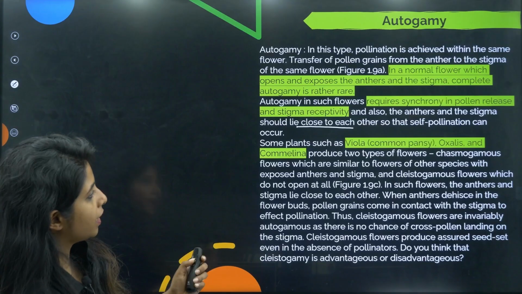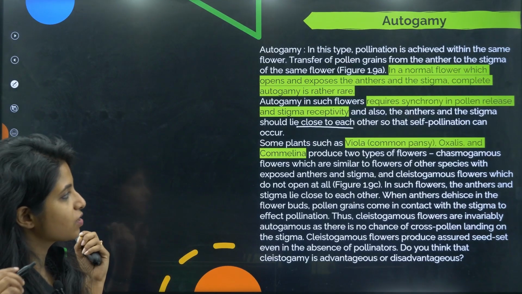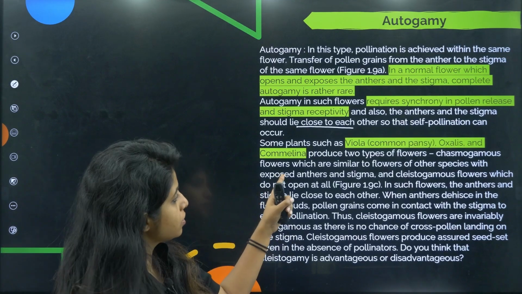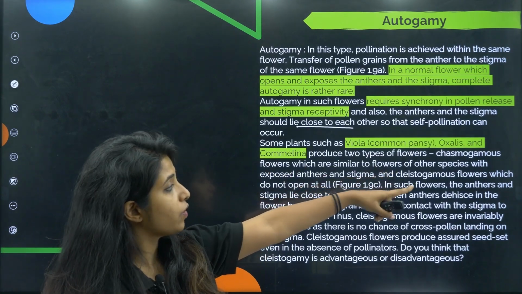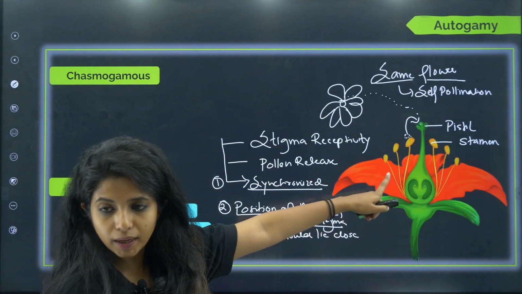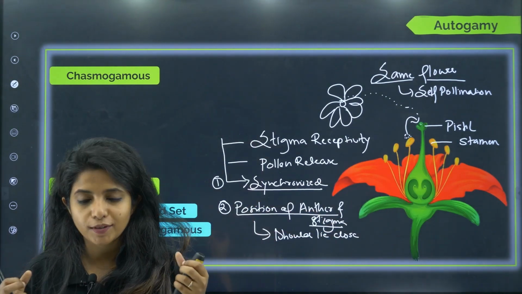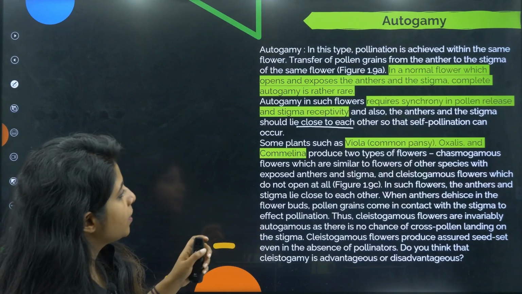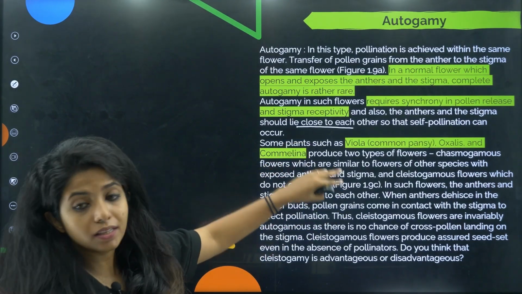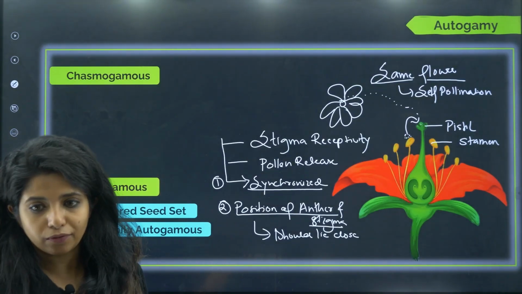Okay. Now, going ahead, some plants such as viola, oxalis, commelina produce two types of flowers. One is chasmogamous flowers, which are similar to the flowers of other species with exposed anthers and the stigma, just like this. Okay, they will be open. What do you call these open flowers? As chasmogamous. Now, there are clistogamous flowers as well in the same plant. So, there will be a plant which will be showing two types of flowers.